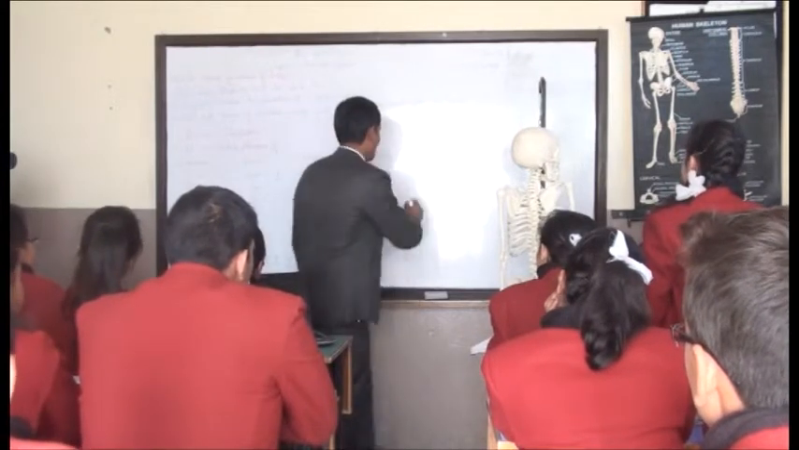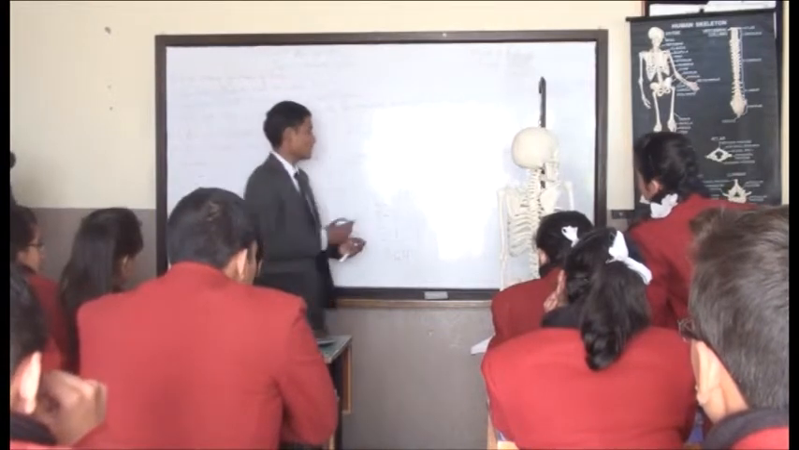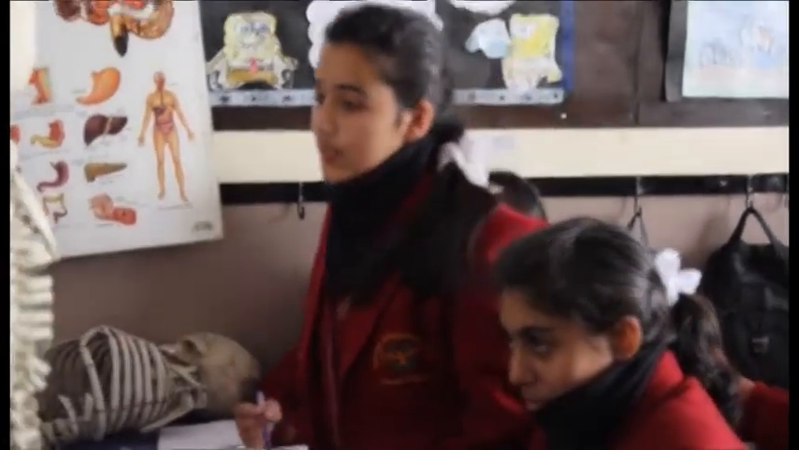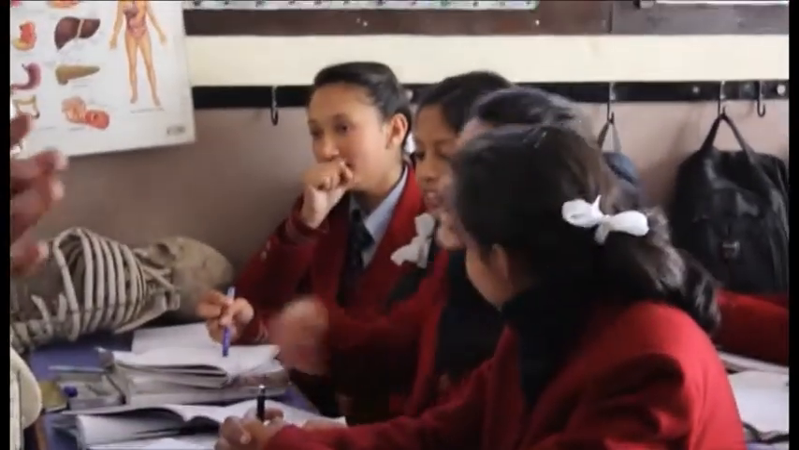Now, if a person is an infant, what will be their numbers? Cervical 7, thoracic 12, lumbar 5, sacrum 5, and coccyx 4. Coccyx is 4. Okay, very good. Sit down. This is about the vertebral column.